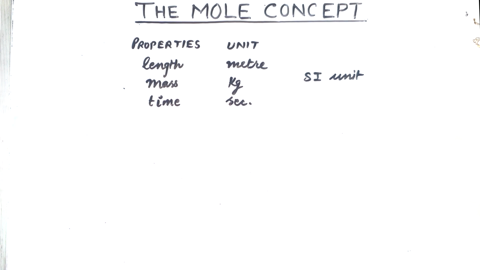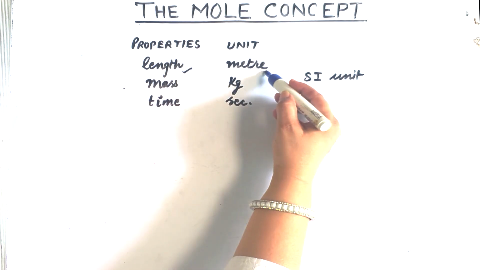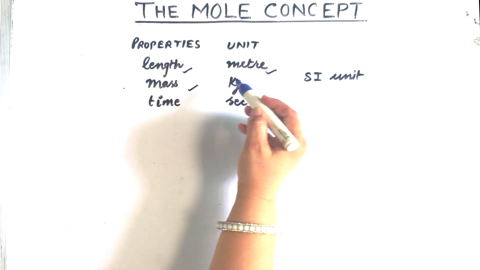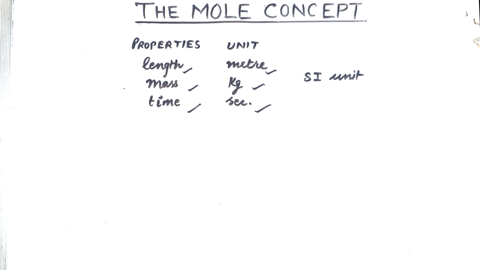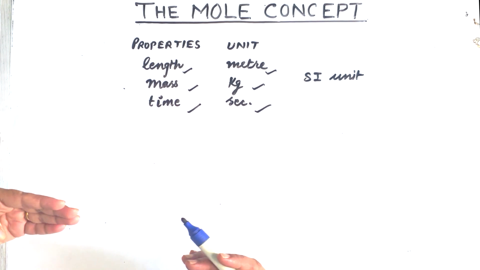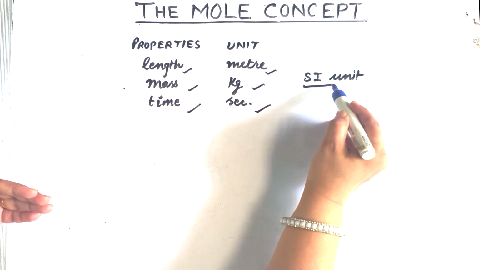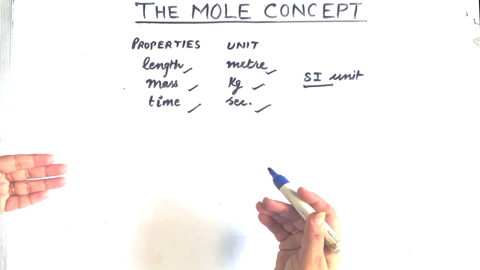Today I am taking a very demanding topic in chemistry, and this topic is mole concept. Students, we all know that whenever we have to measure any property of a substance, we need a unit to measure it. For example, if I am measuring length, I will measure it in meter. If I am measuring mass, it will be done in kilograms. Time is done in seconds. These are the units in the SI system, although we have many other units to measure them.